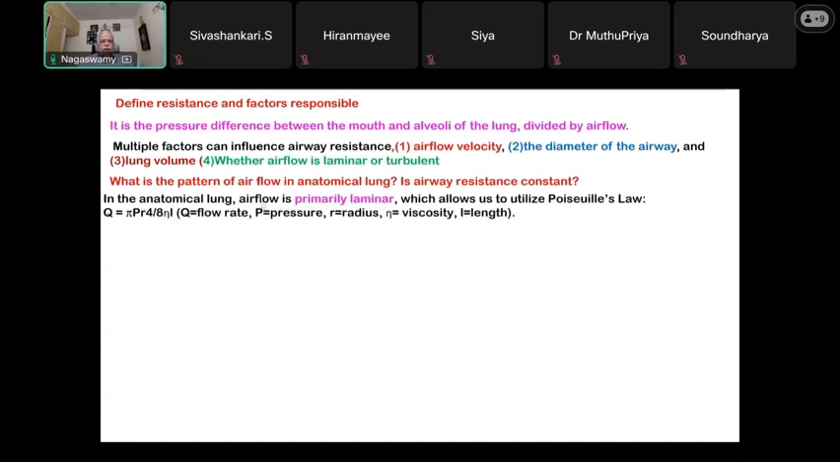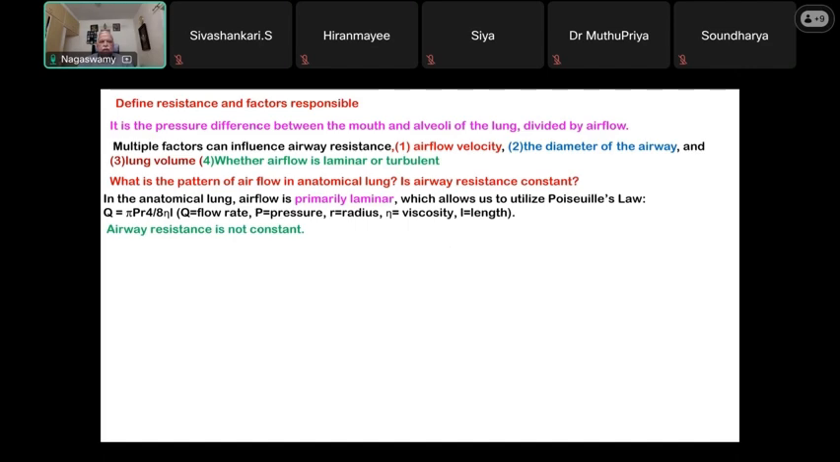In the anatomical lung, airflow is primarily laminar, which allows us to utilize Poiseuille's law. All of you may be remembering this. This is also another common thing asked in your exams or short note questions. So the flow rate of a gas is pi multiplied by the pressure, by the radius to the power 4, divided by 8 times the viscosity and length.